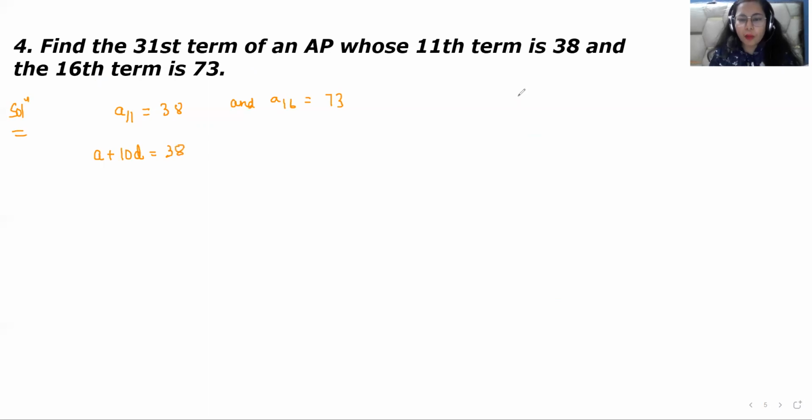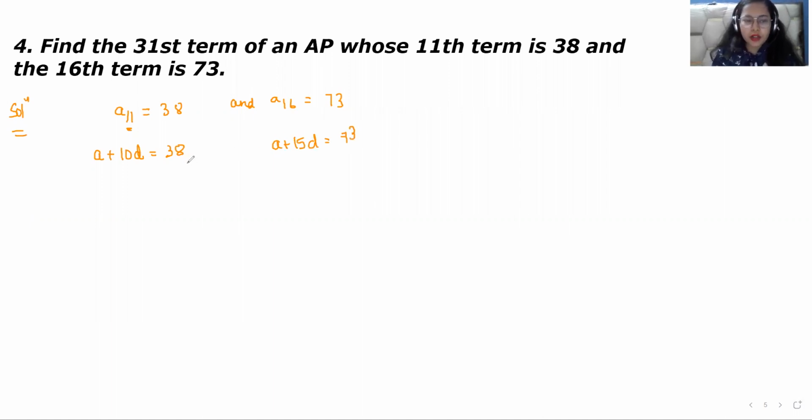How? Because our formula is A plus n minus 1 into D. So n is 11, 11 minus 1 is 10, so A plus 10D is equal to An, which is 38 in this case. That's how you can directly write it, just subtract 1 from this number. So similarly, we can write this A16 as A plus 15D equals 73.